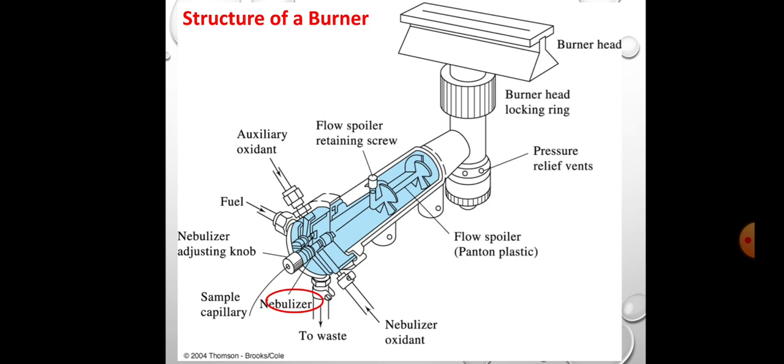You should know that only very small droplets can reach the flame, and other droplets, the heavy droplets or big droplets, will just go to the waste and don't get to the flame. So only about 5 to 10% of the sample will go to the flame, and 90 to 95% of the sample will go to the waste and will not reach the flame.